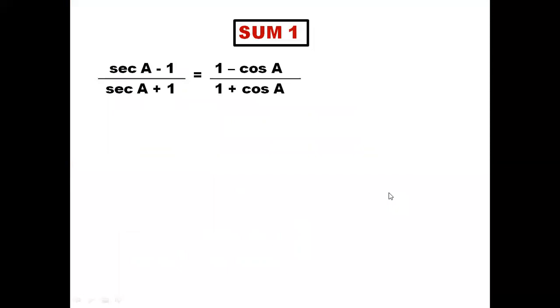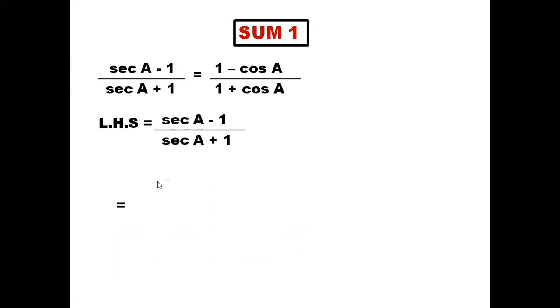Now let us start with sum 1 after we have revised all the formulae. Here we have to prove sec A minus 1 divided by sec A plus 1 equals 1 minus cos A divided by 1 plus cos A. So we have to prove left hand side equals right hand side. Let us start with the left hand side: sec A minus 1 divided by sec A plus 1.